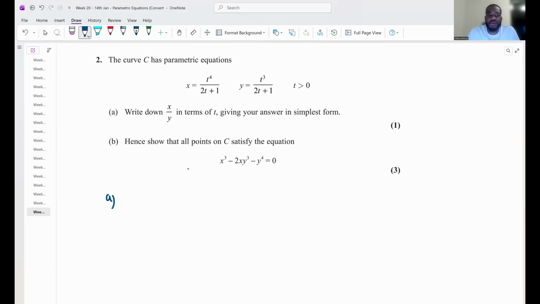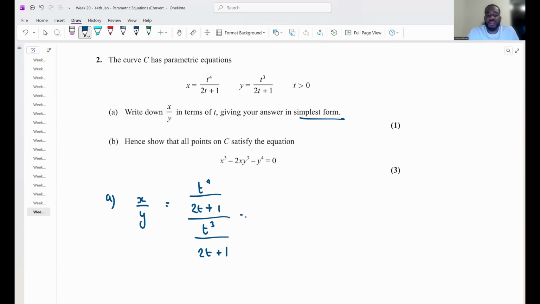Well, we have x, we've got y there. X divided by y, just by looking at it, is going to be x on the top, so t to the 4 over 2t plus 1 divided by y, which is t cubed over 2t plus 1. This is x over y, but they did say in simplest form, and as you can see, we've got 2t plus 1s. They're probably going to cancel when we flip it.